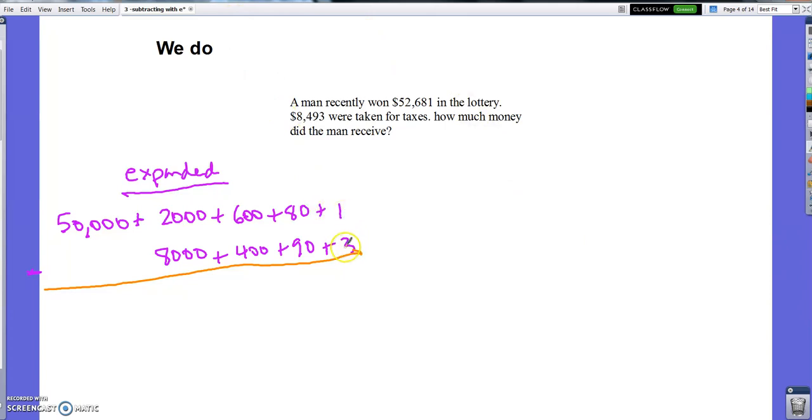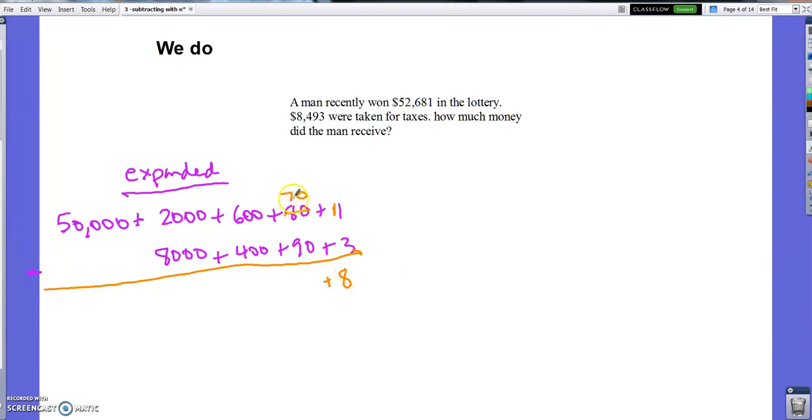All right, so I can't take 3 ones away from 1 one. So what I'm going to do, I'm going to regroup a 10. I'm going to take 1 ten from the 80, and I'm going to make it into 10 ones. So now I've got 11 in the ones place, which I would never leave in my answer, but 11 minus 3 leaves me with 8 ones. That's okay. 1 1 in ones place.